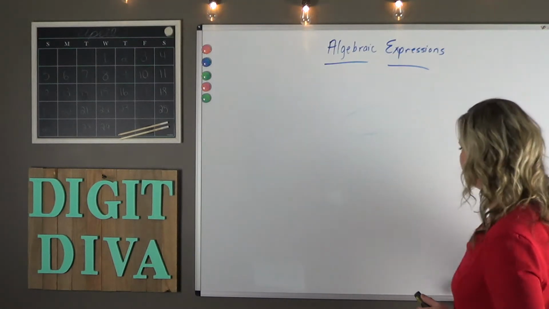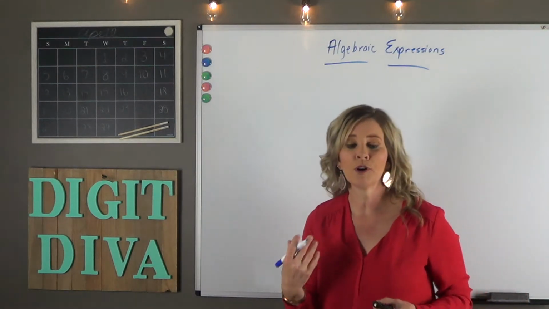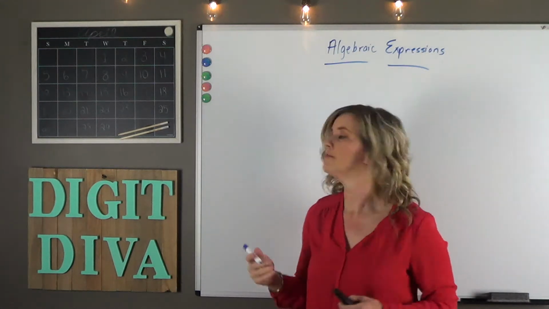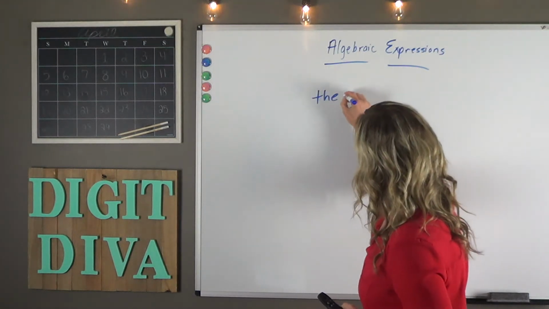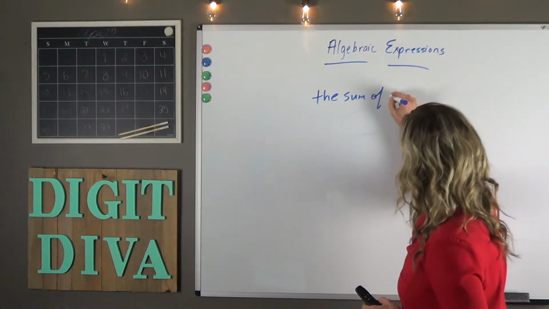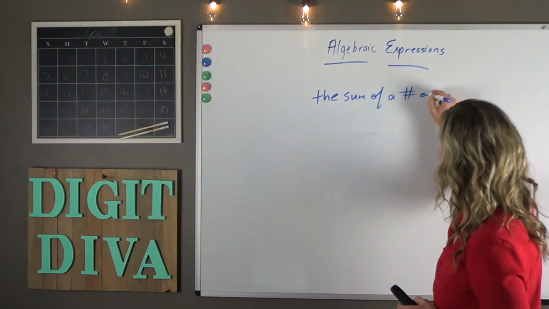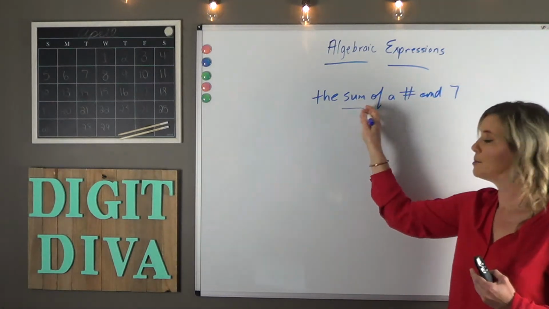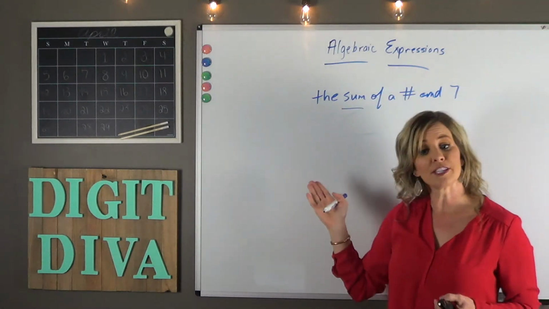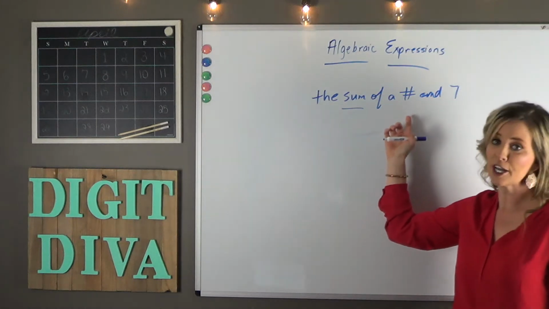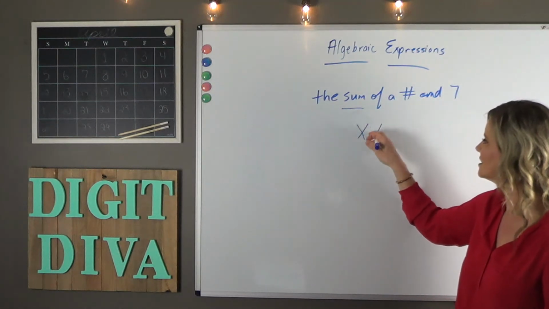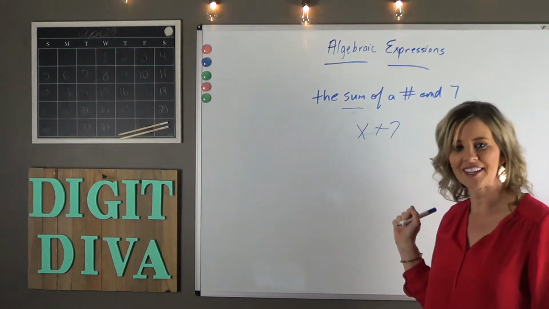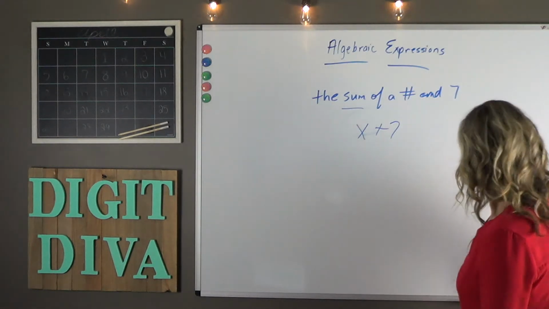So far, so good. Let's do one with addition. How about the sum of a number and 7? Okay, so the sum of a number and 7. So the word sum simply means to add. So the sum of a number and 7. Again, it didn't tell me the variable, so I'm just going to choose x. So the sum of a number and 7, x plus 7. All right, so far so good.